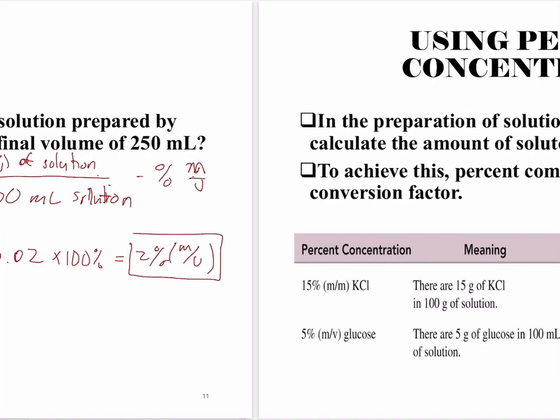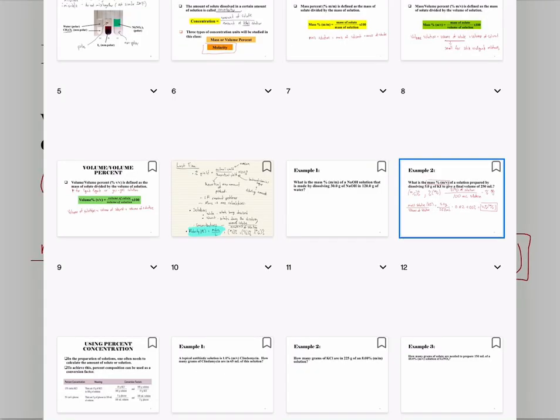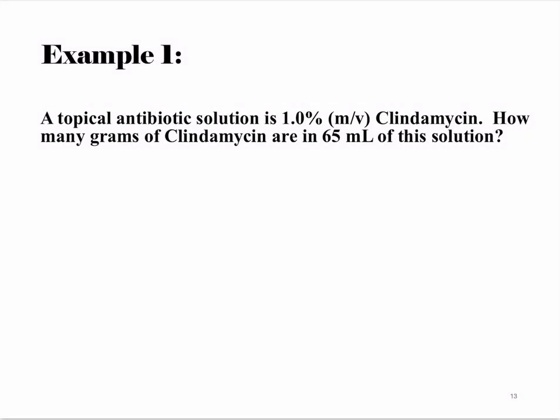So if we look at, for example, another question here where we're given a mass to volume percent of a specific drug, and we have a given volume of solution, then that's where this definition comes into play, right? Because 1.0 mass to volume solution is the same thing as 1.0 gram of solute per 100 milliliters of solution. So this is the value of our concentration.